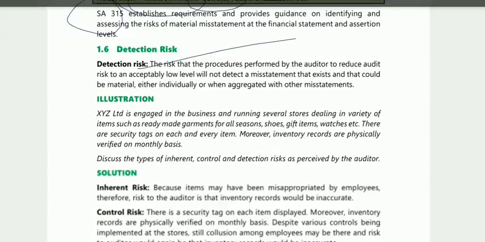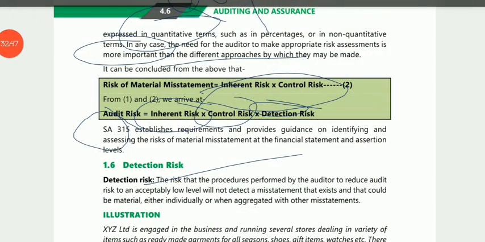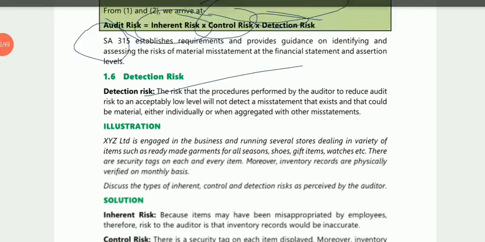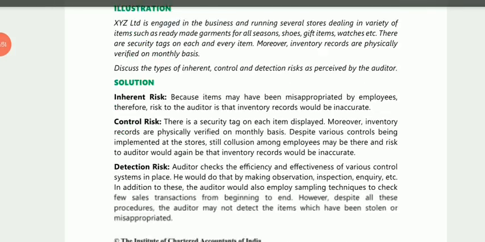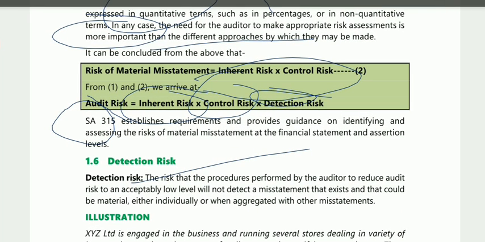Now coming on to the next category, that is your detection risk, and this is going to be the last topic for this video as already a 32 minute video has been made. Okay, what was detection risk? The risk that the procedures performed by the auditor to reduce audit risk to an acceptably low level will not detect a misstatement that exists and that could be material, either individually or when aggregated with other misstatements. So audit risk equals risk of material misstatement plus detection risk.